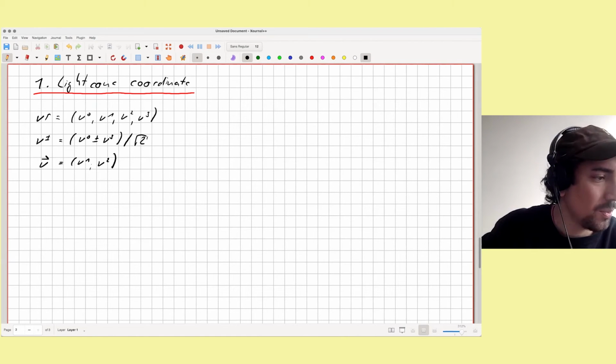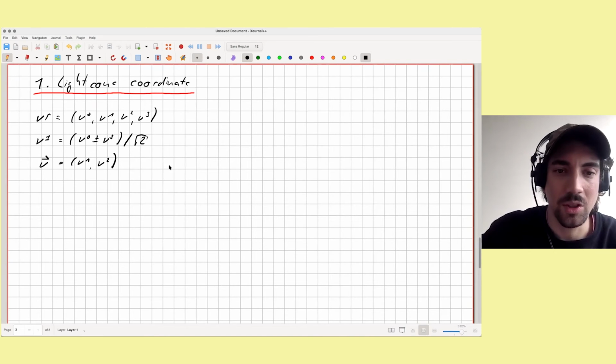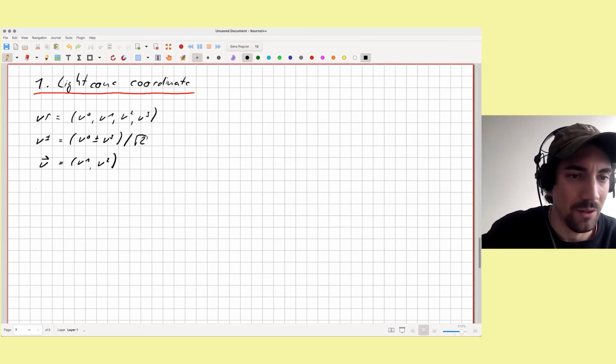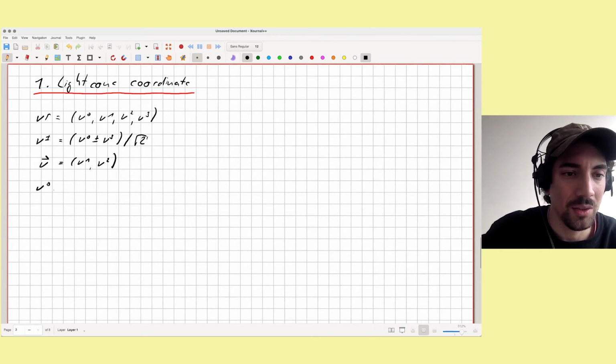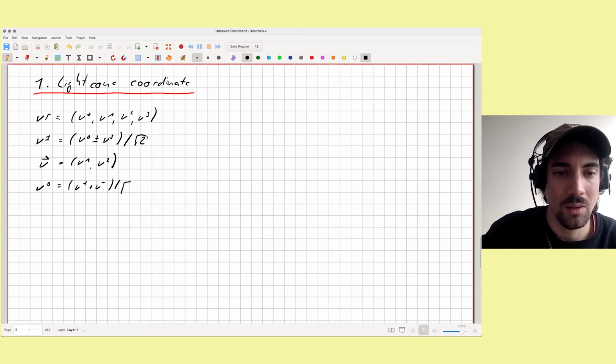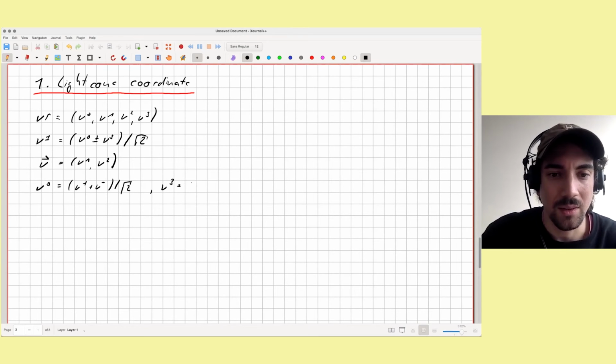And now, which will come in handy later, we can also express the initial components in terms of the light cone coordinates. The time-like part is v plus plus v minus, and the 3 component is v plus minus v minus, divided by square root of 2.